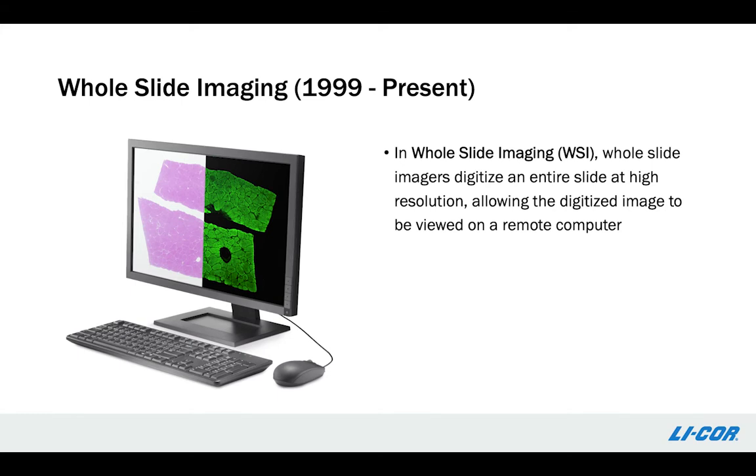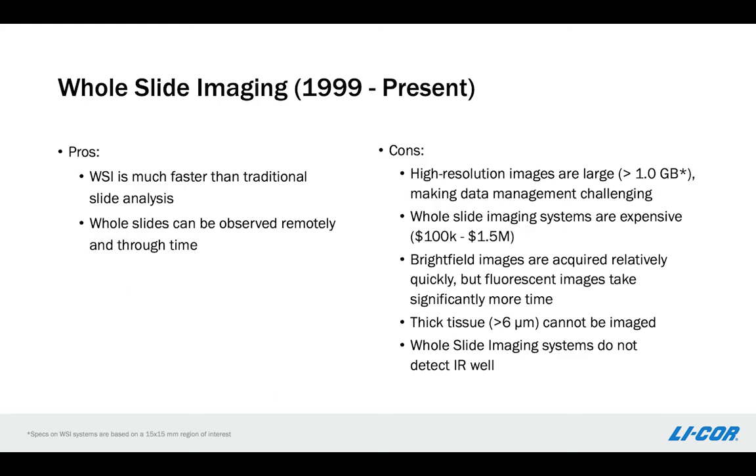This led to the concept of whole slide imaging. With whole slide imaging, a specialized imaging system was able to digitize an entire slide at high resolution, which now allowed the full slide to be visualized and analyzed at a separate computer. Now, this was a huge advancement for digital pathology research, as the entire slide could be observed both remotely and through time. In addition, it was much faster than the traditional approach.